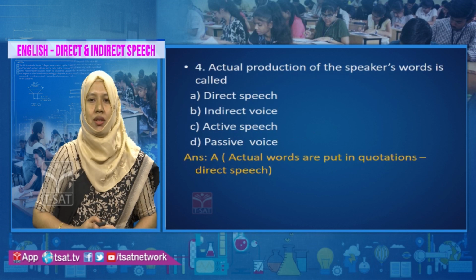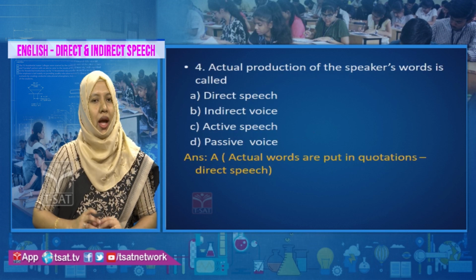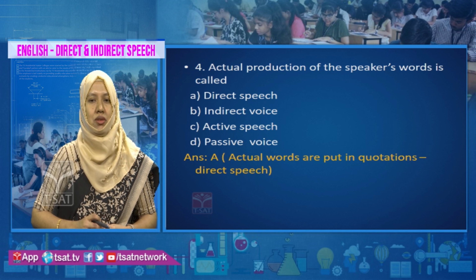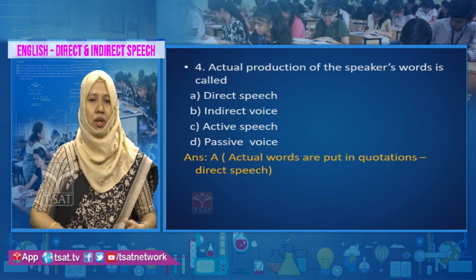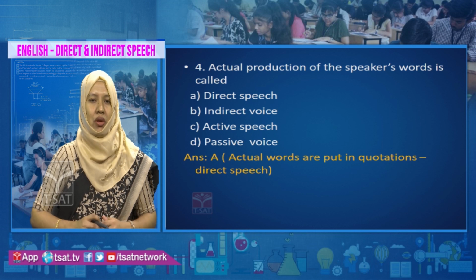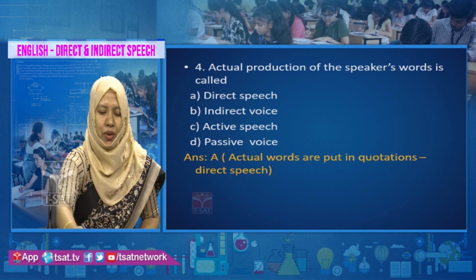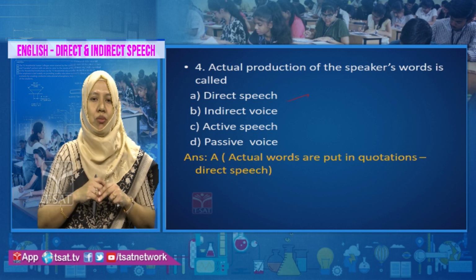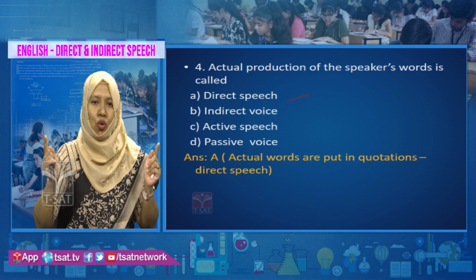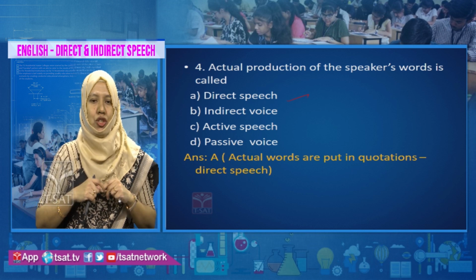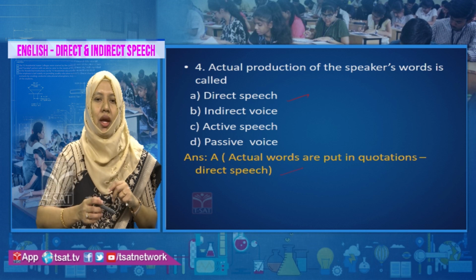Next, the actual production of the speaker's words is called what? Whatever the speaker is speaking, the actual words are spoken in which speech? Direct speech, indirect speech, active speech, or passive voice? The correct option is direct speech. It is always used in quotation marks. The actual production of the speaker's words, whatever the speaker is speaking, is quoted, and that is called direct speech. So the correct option here is A.